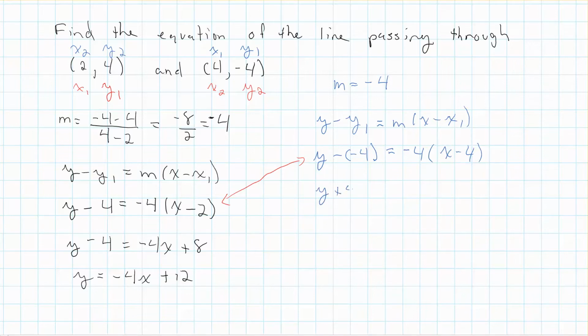We get y plus 4 is equal to -4x plus 16. Subtracting 4 from both sides, we get y is equal to -4x plus 12. And again, we can see now that they're both in slope-intercept form. Yeah, we get the exact same equation.